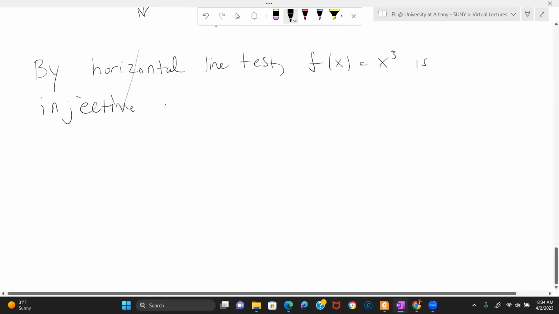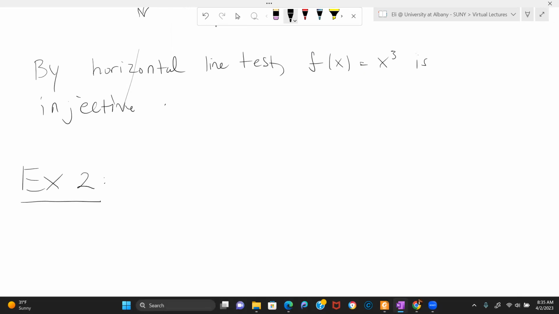All right. Now let's look at a second example. So here's the next one. Let f be a function from R to R with f of x equal to x squared. So the question is, is f injective?